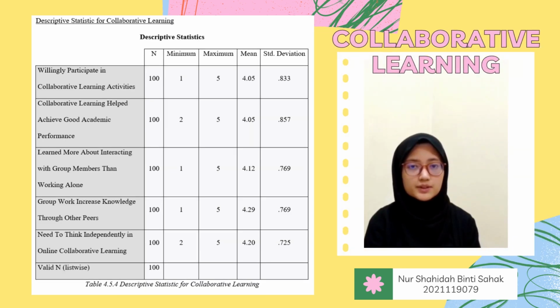of 4.27. Based on the mean score regarding collaborative learning, the results show that the majority of students agree with the following 5 questions, with the question group work increases knowledge through other peers getting the highest mean rate of 4.29.